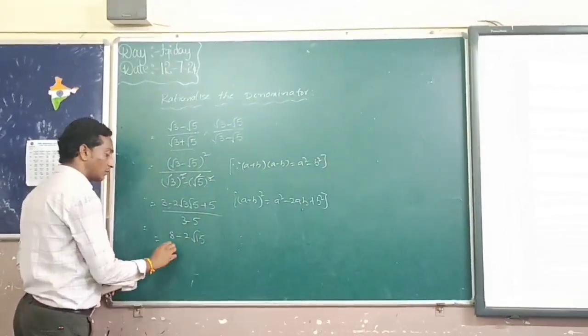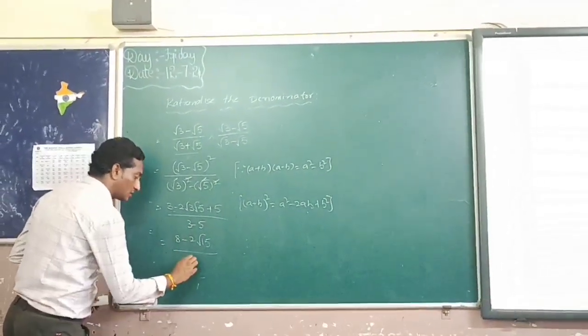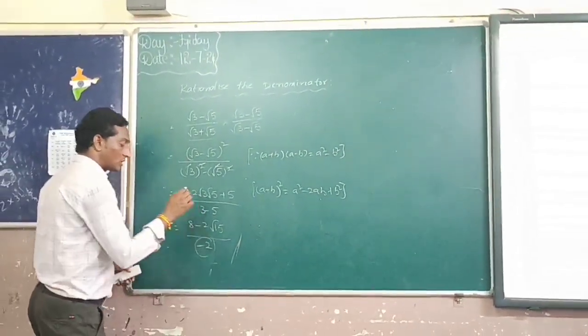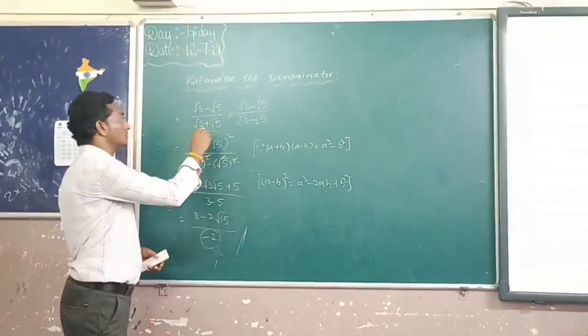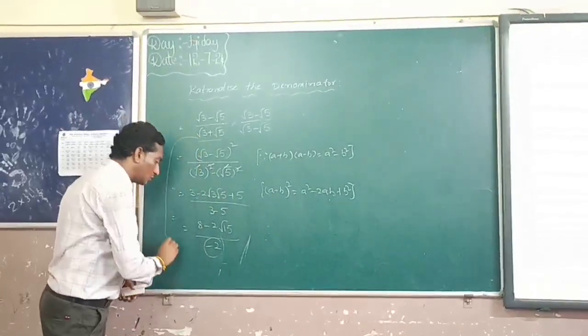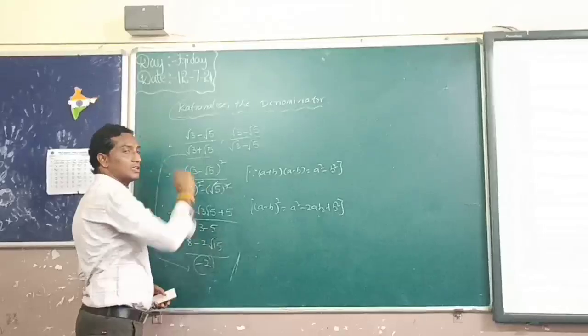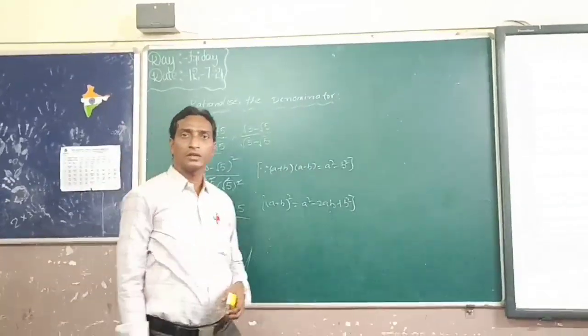Here both are irrational numbers in the numerator, and in the denominator 3 minus 5 is minus 2. Here minus 2 is a rational number. So the irrational denominator is converted into a rational number. This process is called rationalizing the denominator. Okay, thank you.